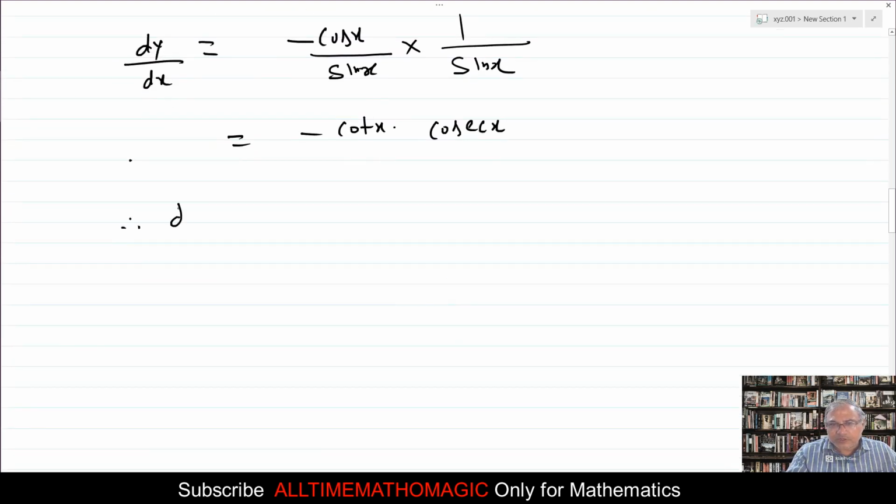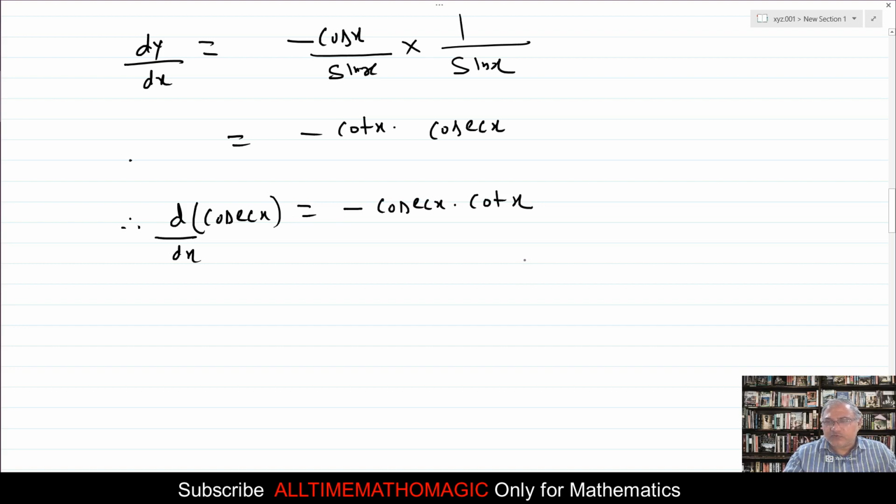Therefore differentiation of cosec x with respect to x equals minus cosec x cot x. In most books cosec x is written first, therefore here I have written cosec x first. Finally, differentiation of cosec x with respect to x equals minus cosec x cot x.